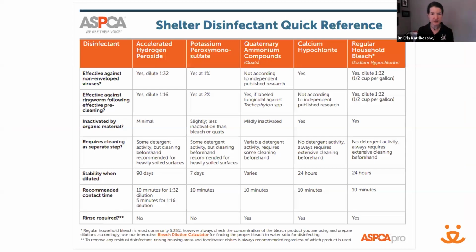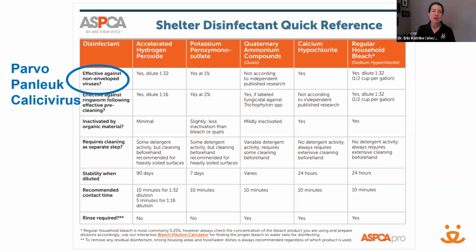And so this is a great disinfectant quick reference from the ASPCA. What's important on here is this non-enveloped viruses. And so non-enveloped viruses are a type of virus. These are our hardy viruses. And essentially the ones that we care about in shelters are parvo, panleuk, calicivirus. They all fall into this category. And Rescue at a 1:32 or 1:16 dilution is effective against these. So fantastic that you all have chosen Rescue.